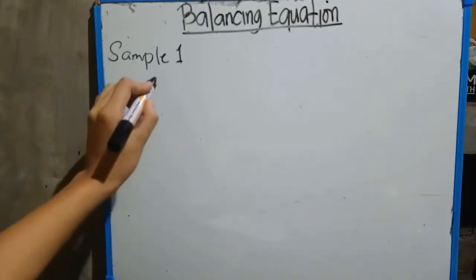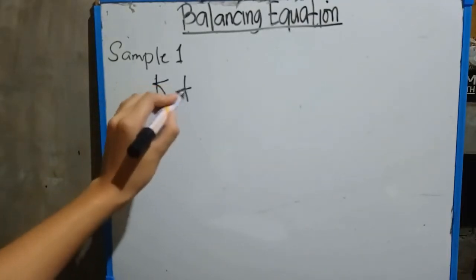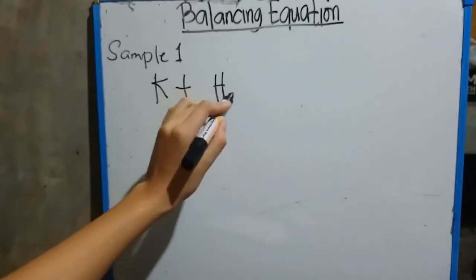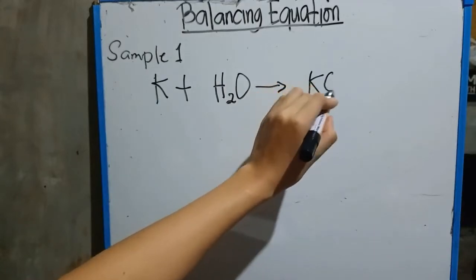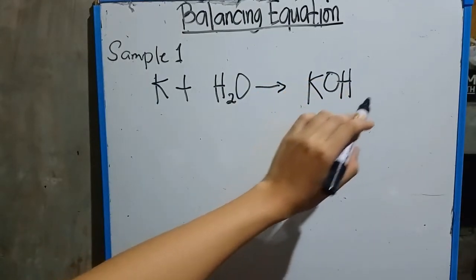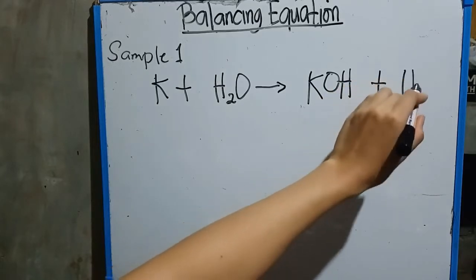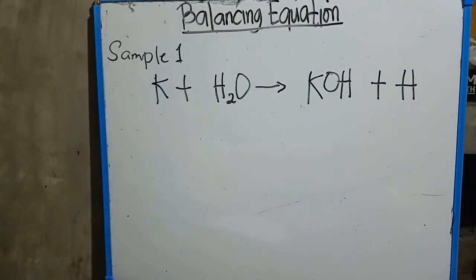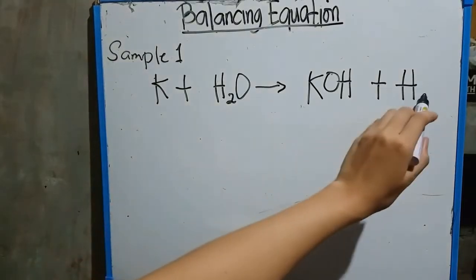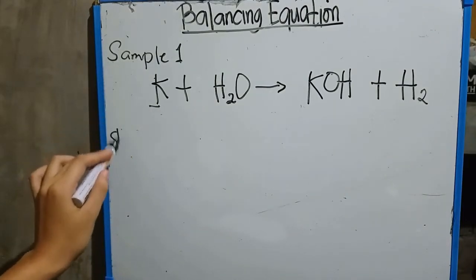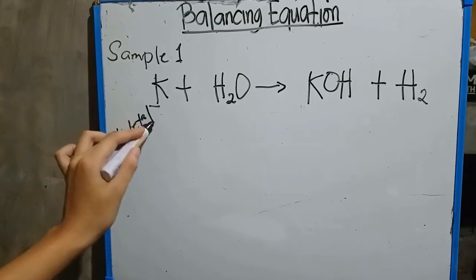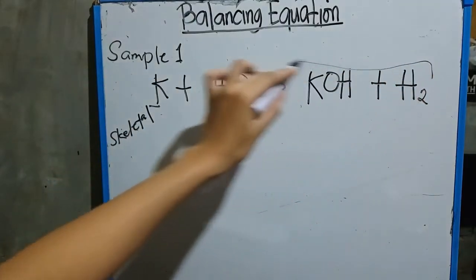So this is our chemical equation: potassium plus water yields potassium hydroxide plus hydrogen. Oh, I forgot the... So what this is called is a skeletal equation.